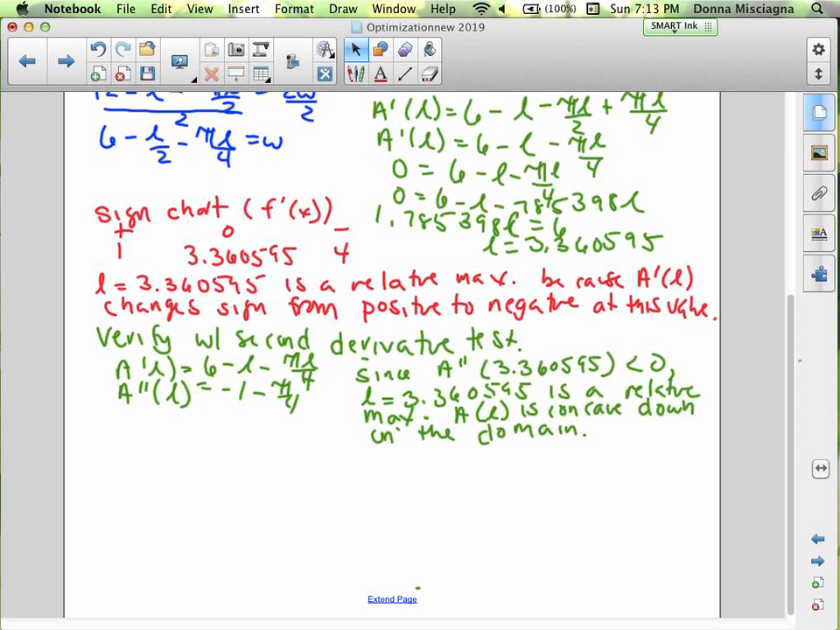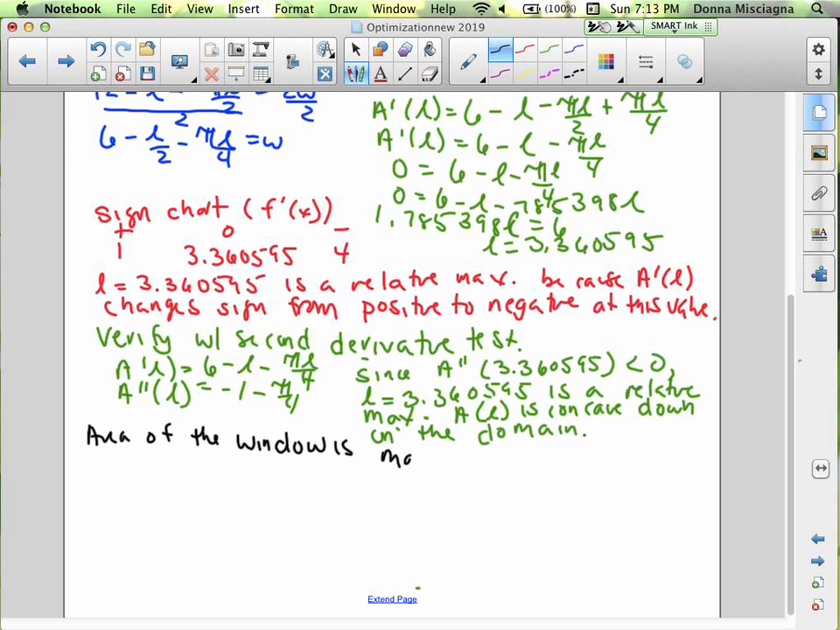All right, so last thing, area of the window is maximized when the length equals, and this was in meters, the length equals 3.360595 meters. And then we need to plug back into the other variables to find out what they should be. This one took a little longer, probably because of the solving.